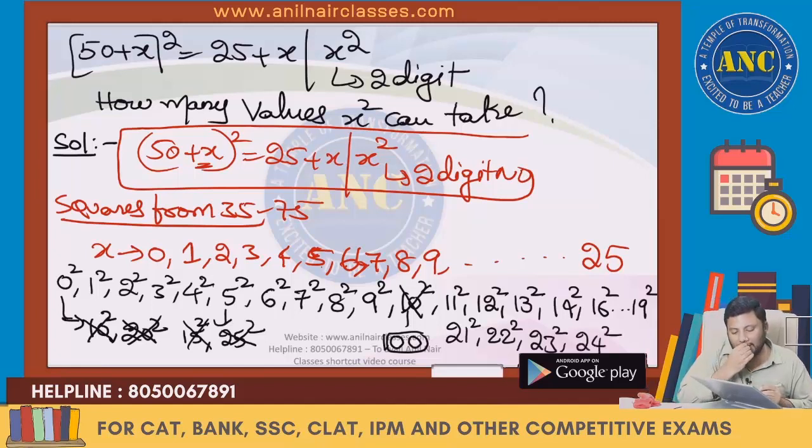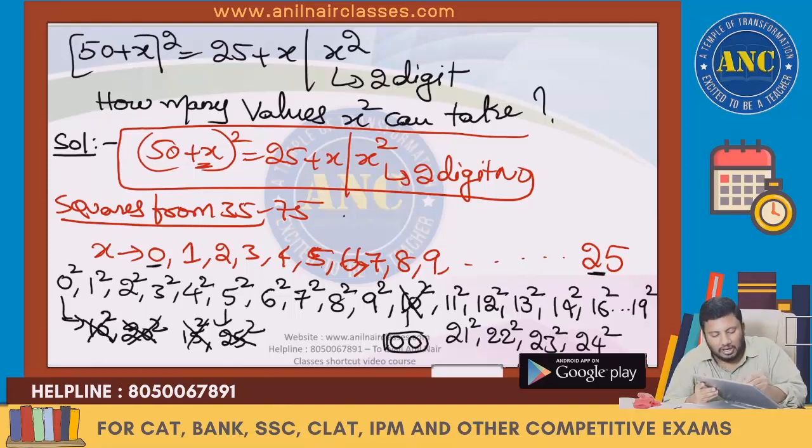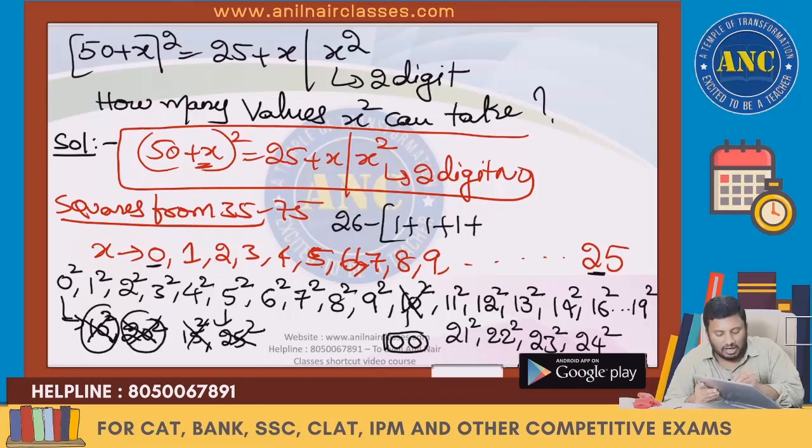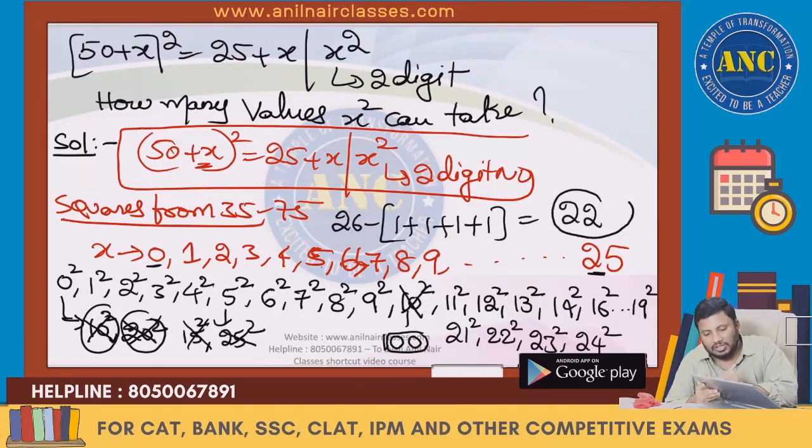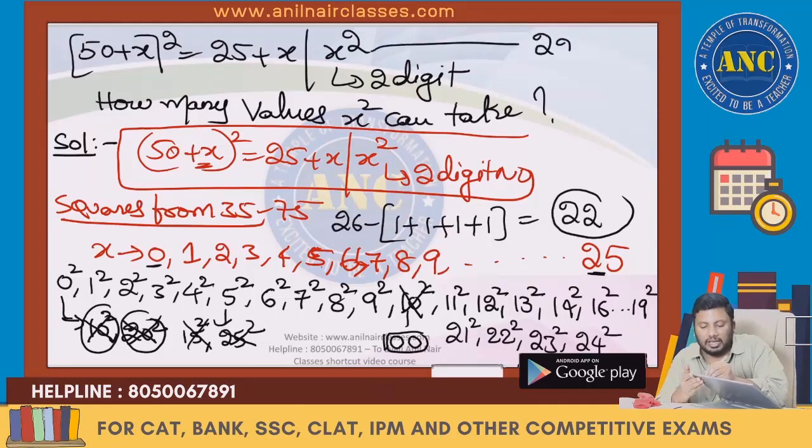How many cases are possible? We will see. So total from 0 to 25, 26 values are there. In that, 10 square not possible, 20 square not possible, 15 square not possible, 25 square not possible. So 26 minus 4, 22 values. These x square can take 22 distinct values. I hope it is clear, right sir?